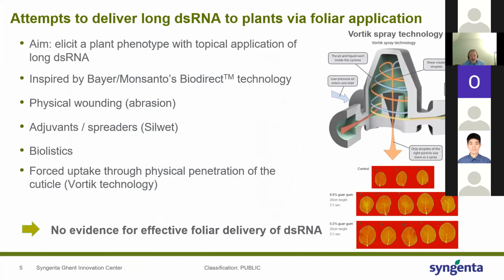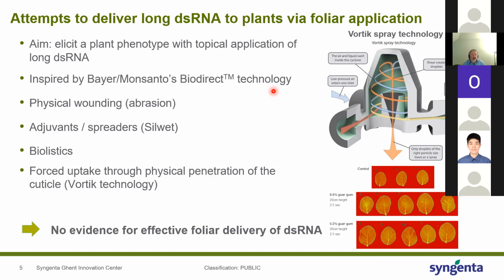So one of the first things that we tried a couple of years ago already is to deliver double-stranded RNA into plants via foliar application. And the aim was to trigger an RNAi phenotype inside the plant. So this was inspired by the Bayer Monsanto BioDirect technology, where they showed that they could restore herbicide tolerance in resistant weeds by knocking out the EPSPS gene.